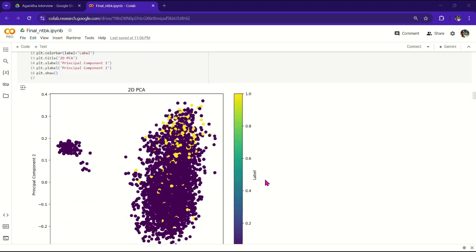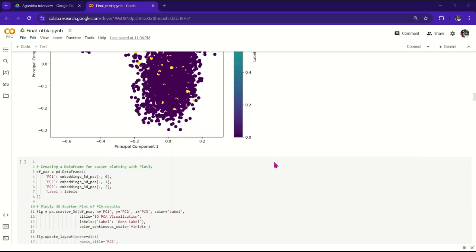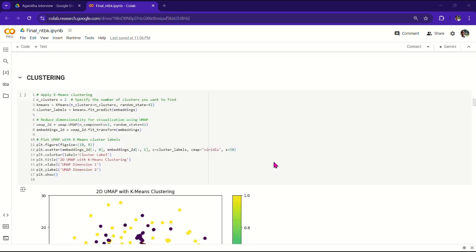And then in PCA, after applying PCA, we can see that a few of the non-causal genes are forming clusters, but the causal genes are still overlapping with non-causal genes. So we can see this is not very different.